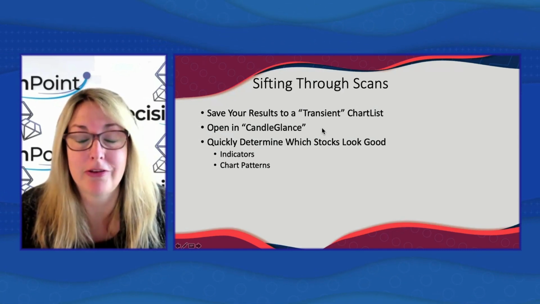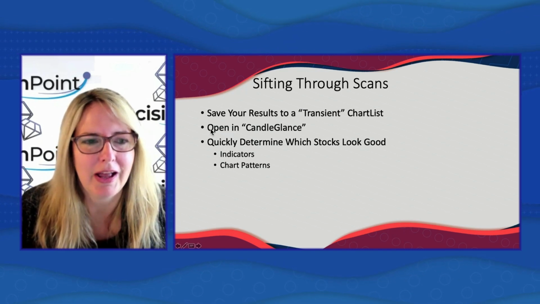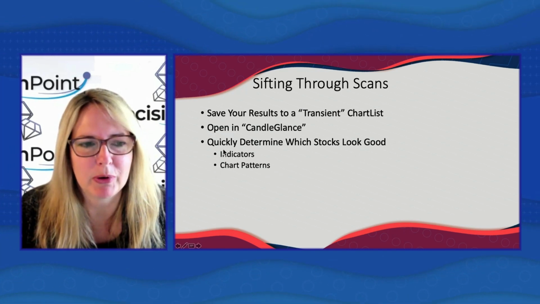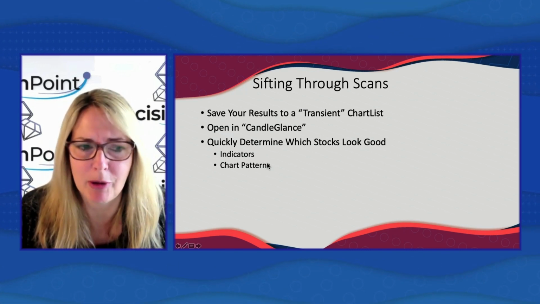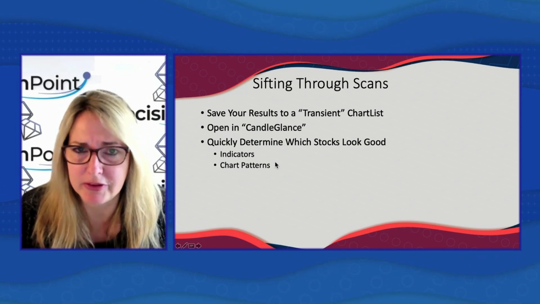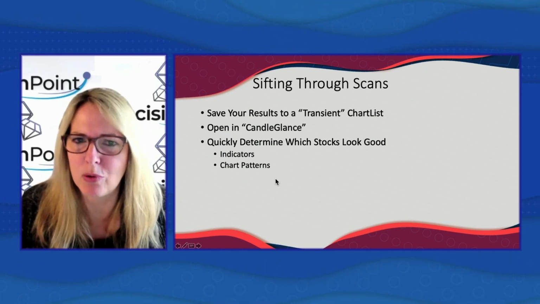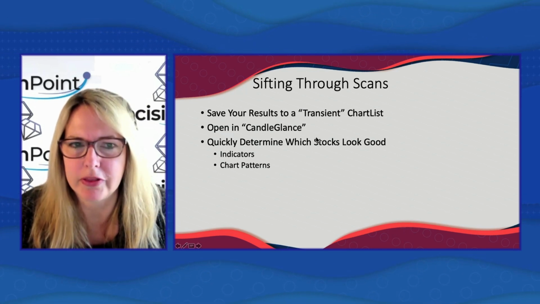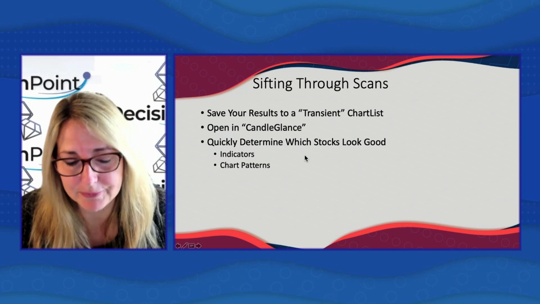Candle glance is the best way to go through sifting of your scans. And then also you can quickly determine what looks good. Remember, I'm looking at my indicators that I have on my candle glance, which is the PMO. Chart patterns are very important to me, so that's something that I'm looking at. I don't have it written down here, but price support and resistance, all of those things are what you would look for in the candle glance to help you really quickly sift through those scans.